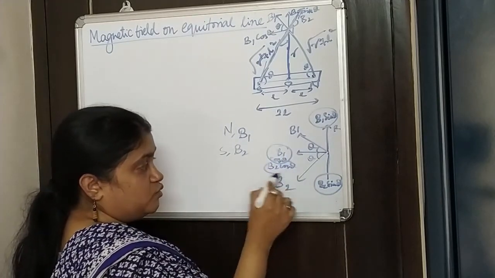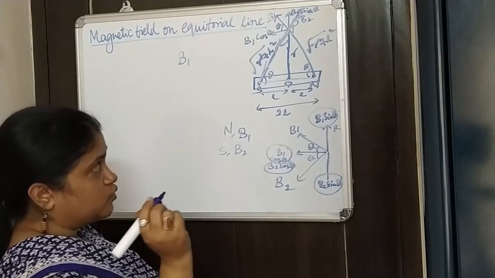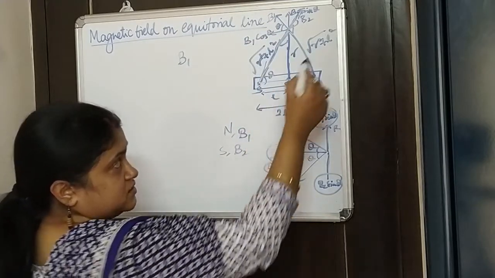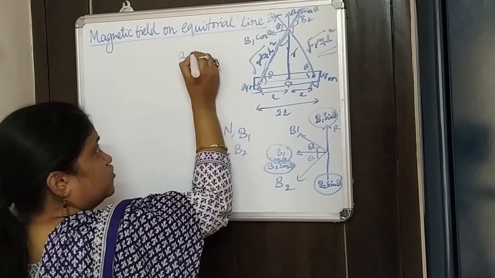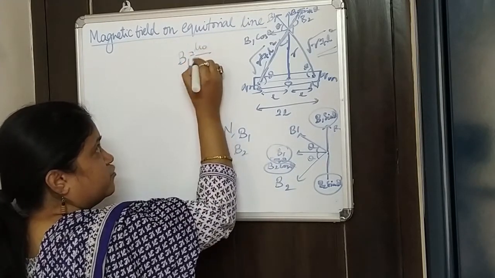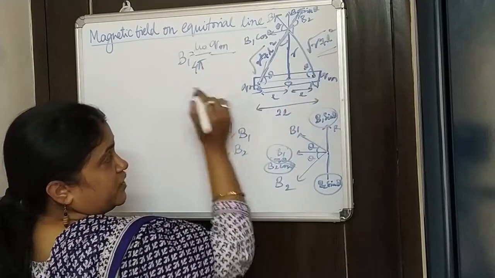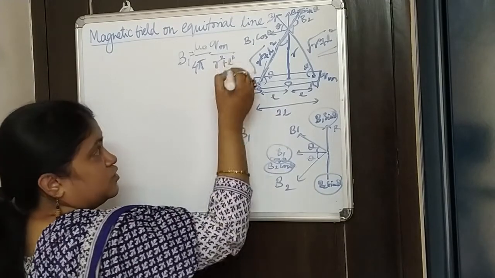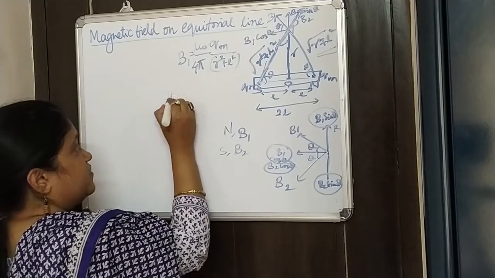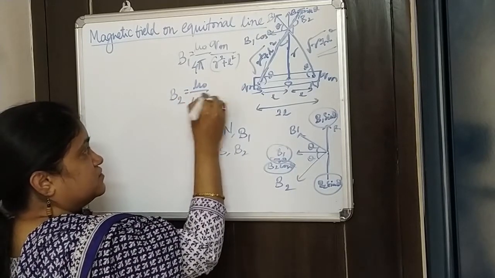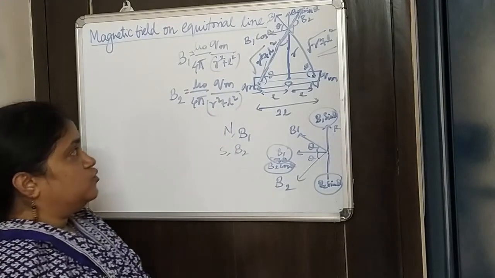Whereas B1 cos theta and B2 cos theta are in the same direction and they add up. So first let's see what is B1. As we already know, due to a particular pole at a distance, what would be the magnetic field? Now if the pole strength is Qm, then B1 will be mu naught by 4 pi Qm by this distance square. This square means root of R square plus L square, squared. So the root and square get cancelled. So this is my expression. Same way, B2 is again mu naught by 4 pi Qm by R square plus L square. Again the root and the square get cancelled.